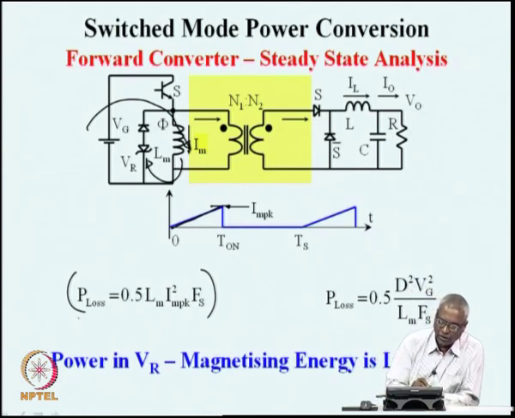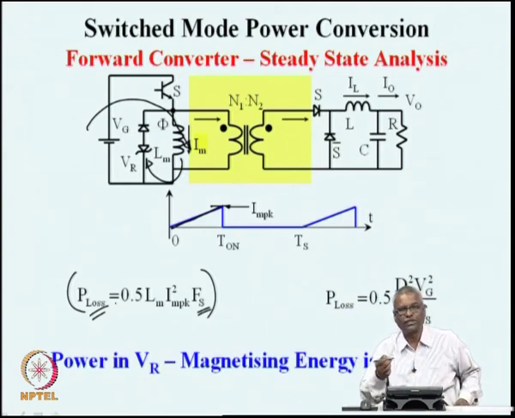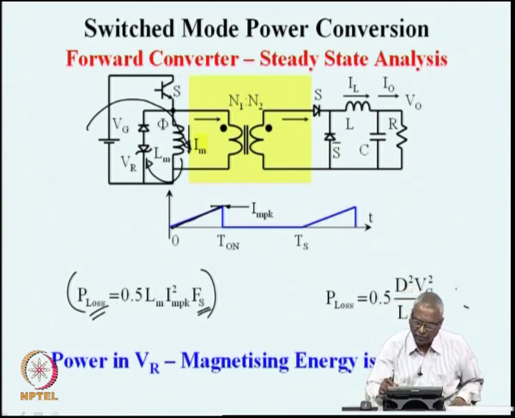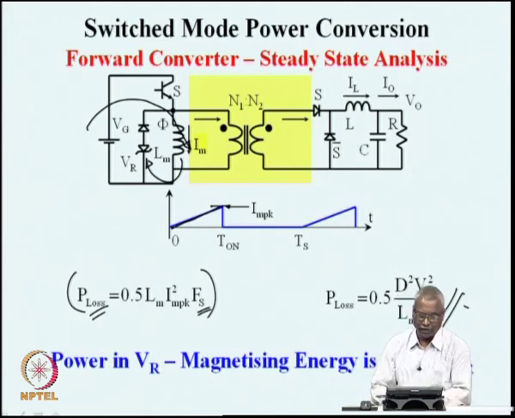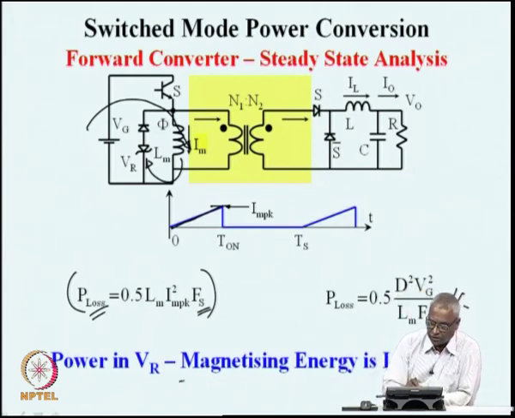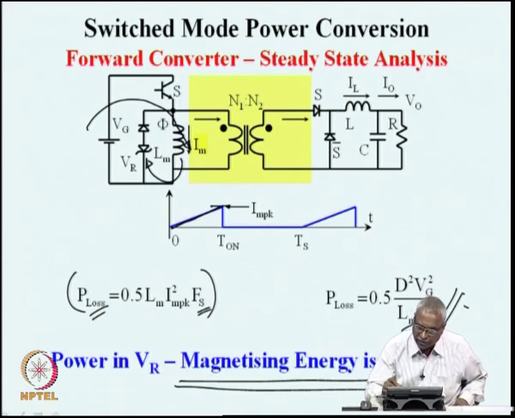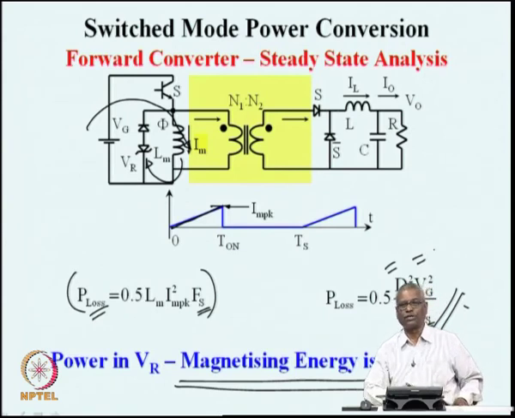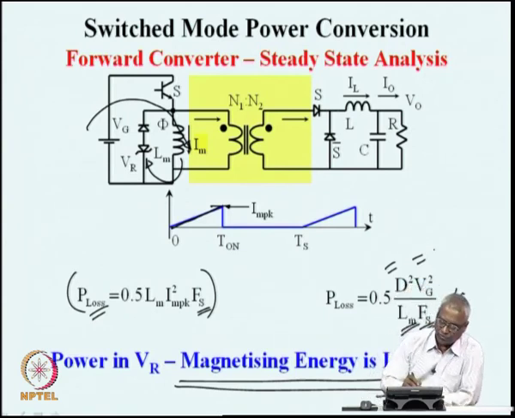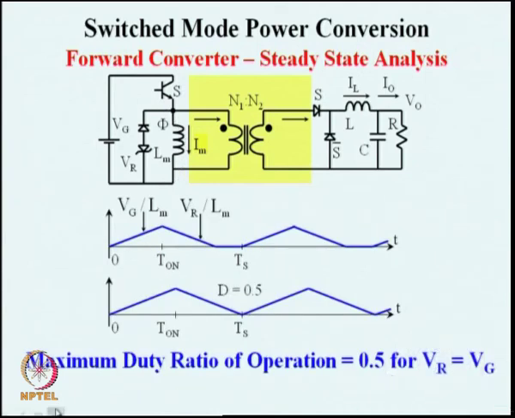In every cycle 0.5 Lm Im square is taken in, and in 1 second there are Fs number of cycles. If you multiply these two, this is the energy loss per second, which is equal to the power loss. This can be modified and put in a slightly different form, and this relates how much energy loss is there in the circuit on account of the magnetizing inductance, switching frequency, operating duty ratio, and operating source voltage. If all these numbers are known, it is possible to find out the power loss in the device.